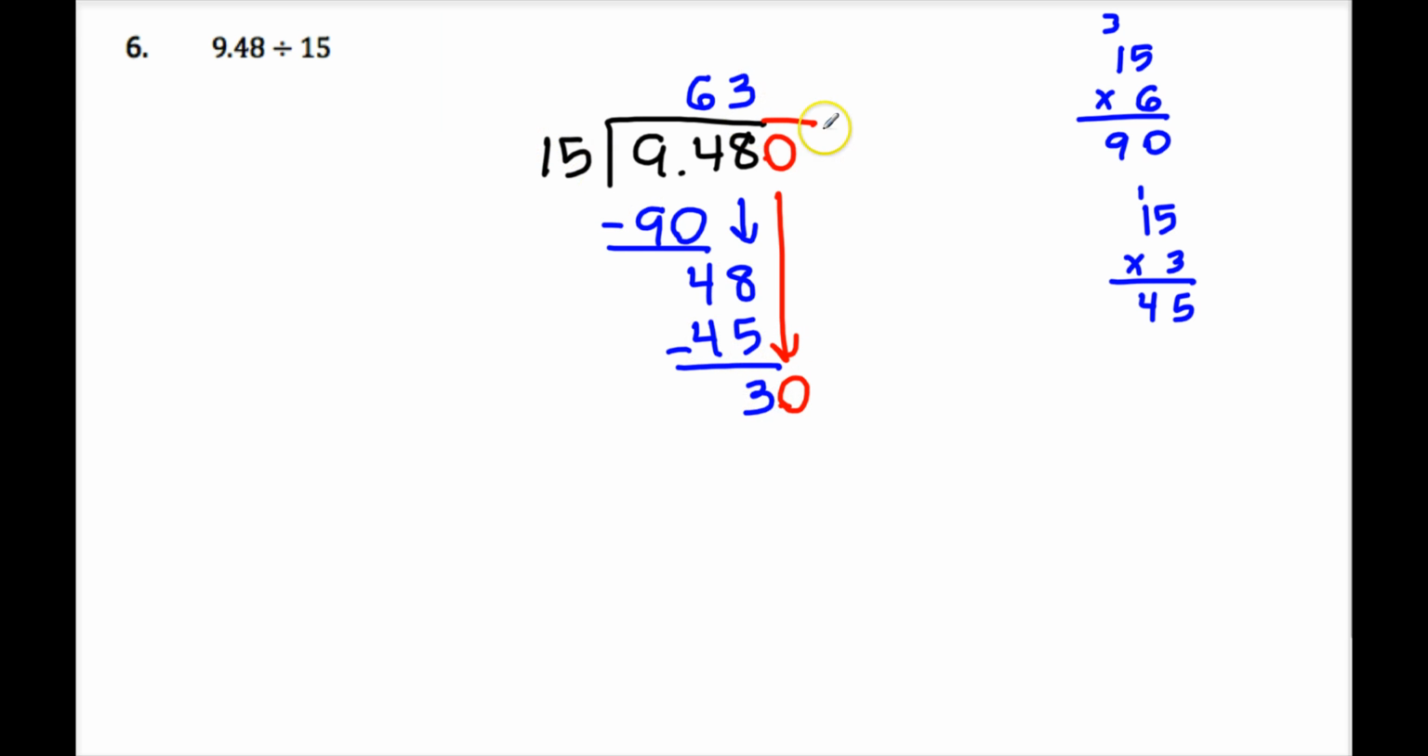15 will go into 30 2 whole times. 2 times 15 is 30. And once we subtract here, we're actually done. So this is not a repeating decimal. It ends in a 2.